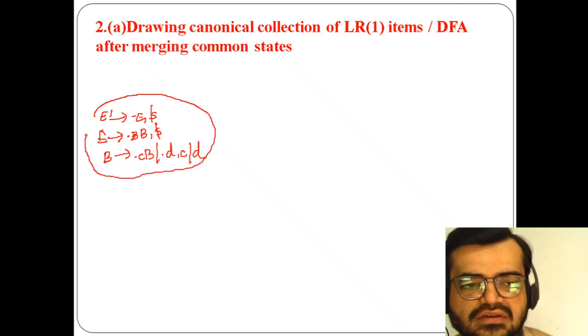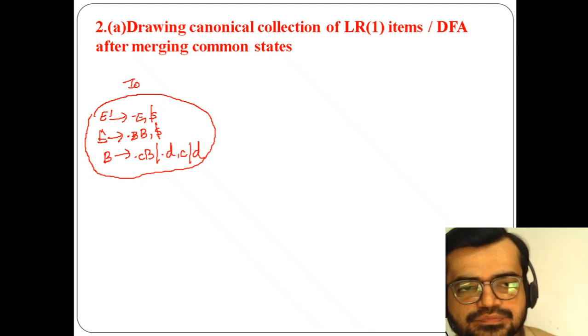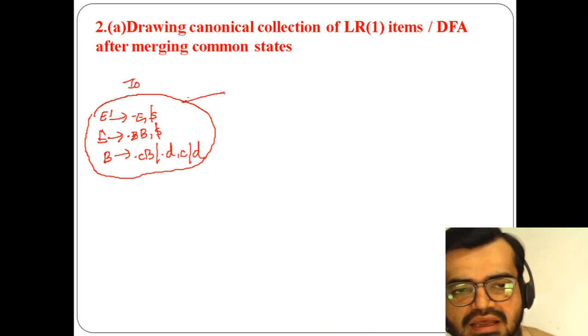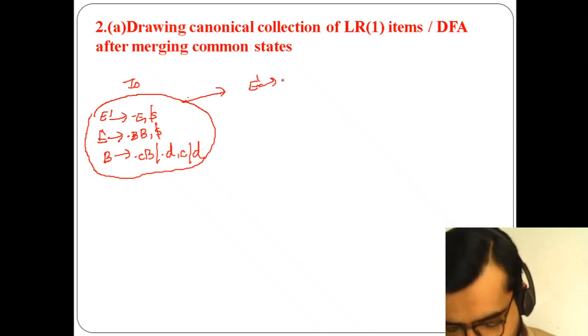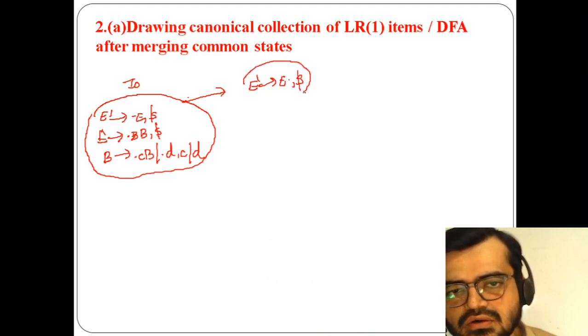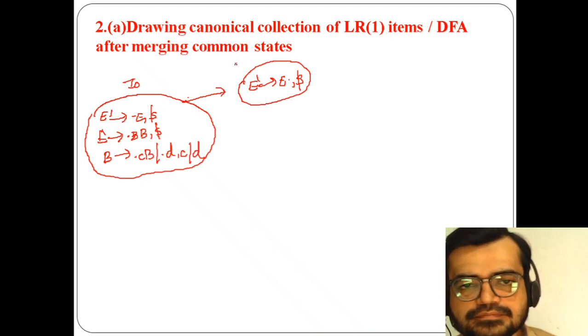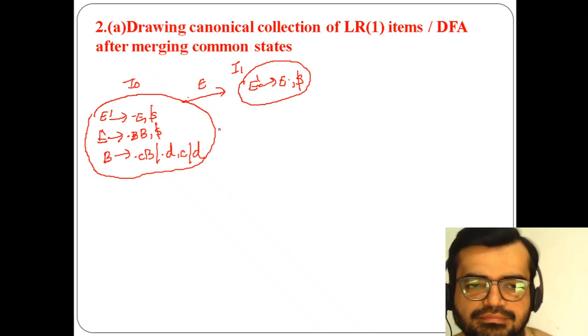So this I0 will be just like that. So here it is, my I0. Now I1 will be as it is because there are no changes in I1. So I'm just putting I1 here. What is that? E dot dollar. So this is how my I1 looks, which is E, and after that is B.